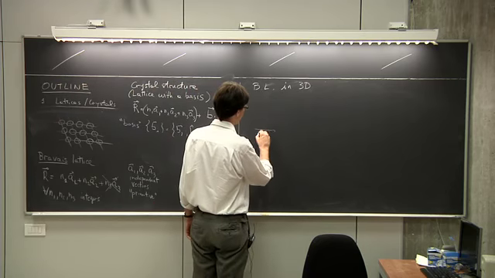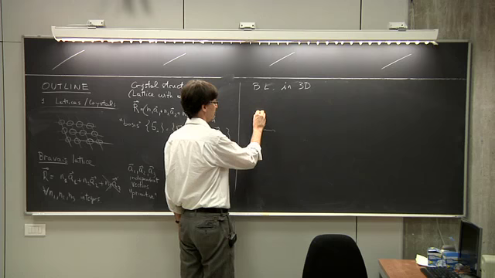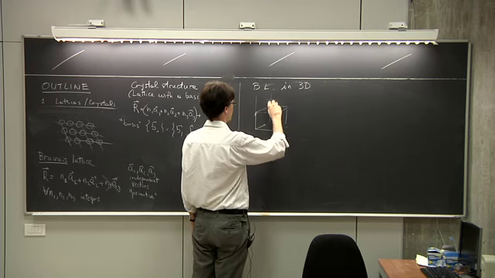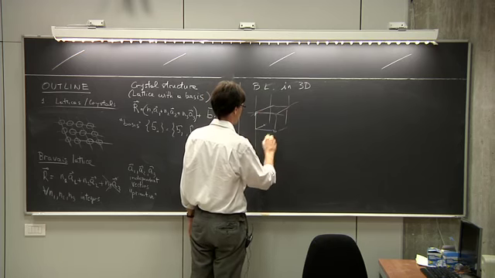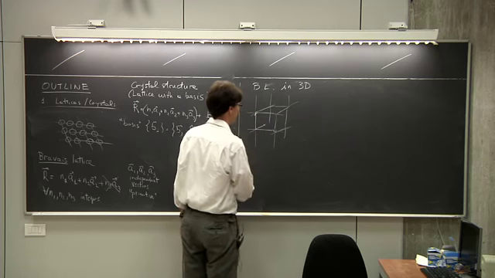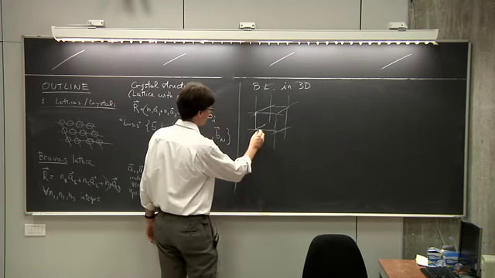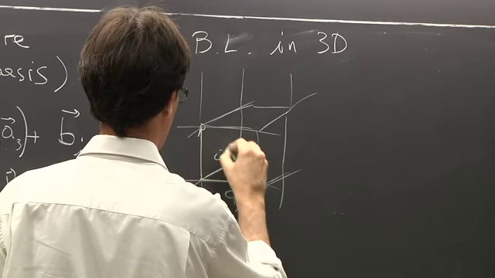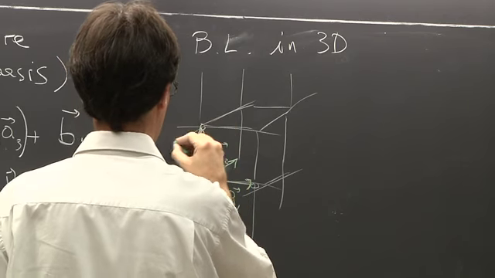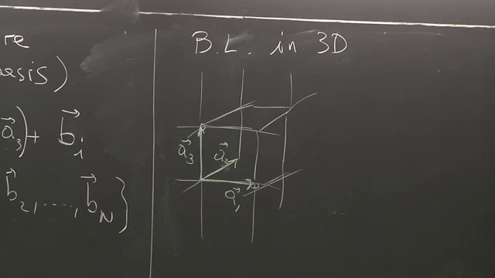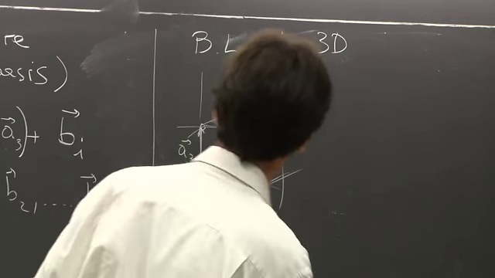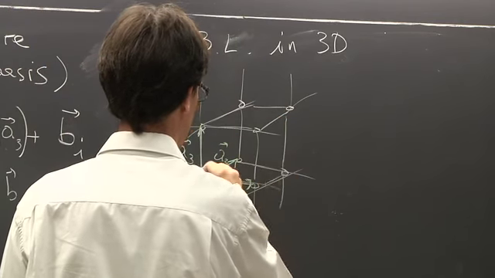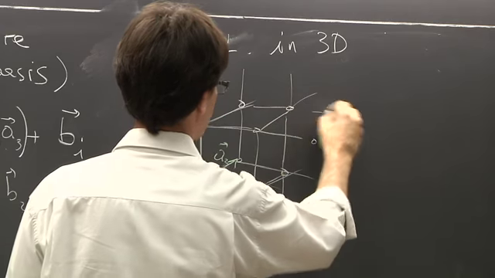The cubic lattice is defined by 3 generating vectors. If I define the 3 vectors A1, A2, and A3, I'm clearly generating a cubic arrangement of atoms, right? So I'm generating all the points, and so on and so forth, right?